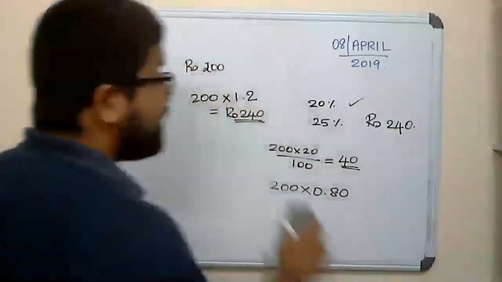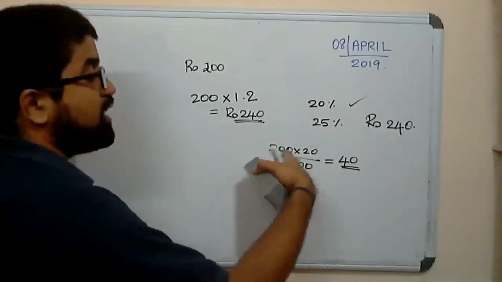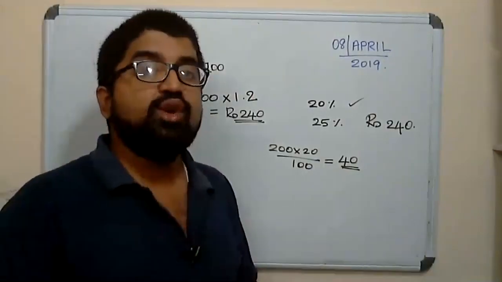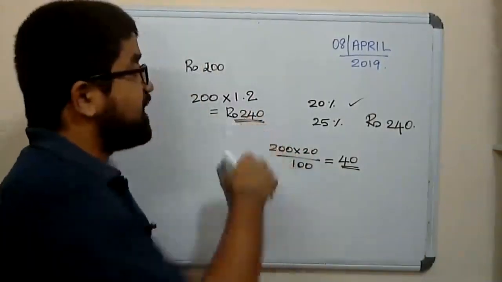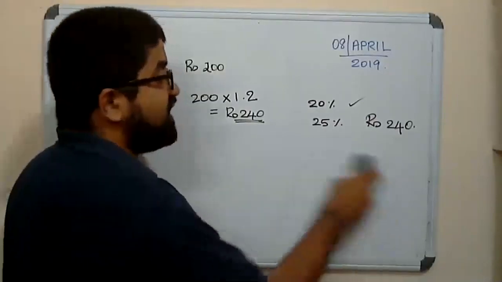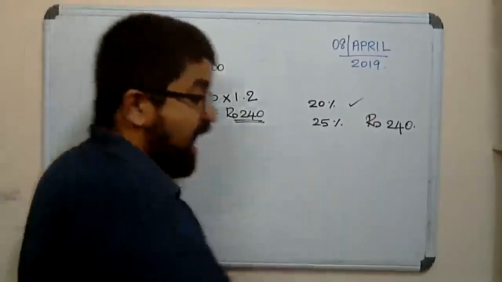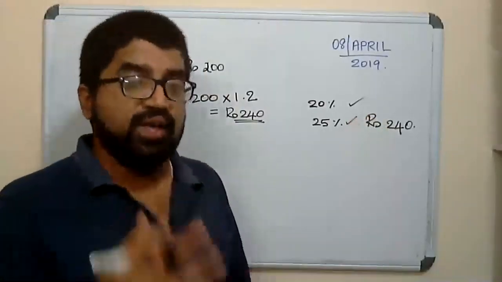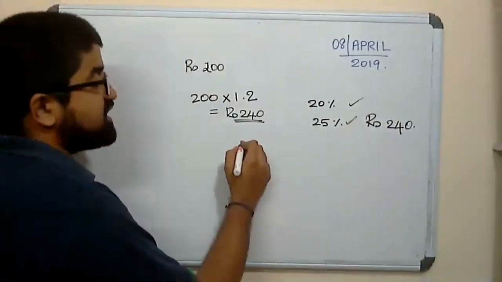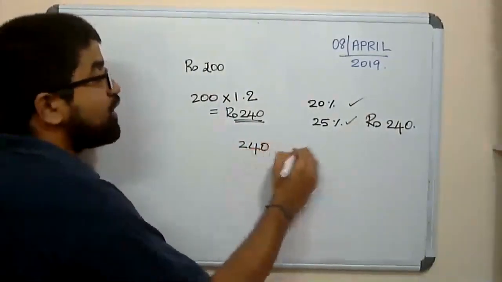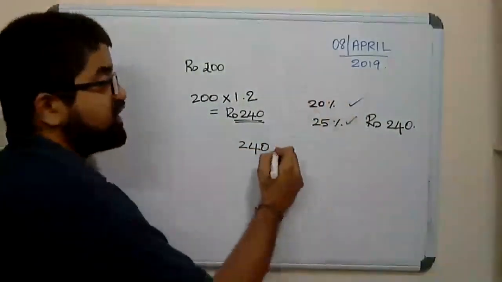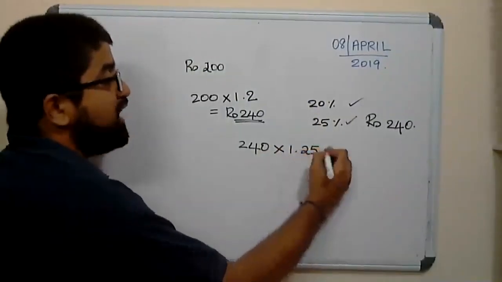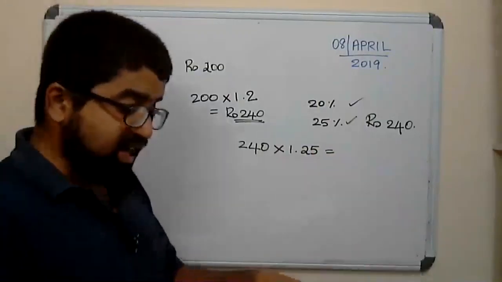If that doesn't come to your mind, then just perform this operation: 200 into 20 upon 100 is equal to 40. That is the amount that you have to add to this 200. Thus, it becomes 240. That is the first phase of the increase. And then he is increasing it again by 25 percentage. So in a single step, I have to multiply this 240 with 1.25, and this gives me the result 300, if I am not wrong.